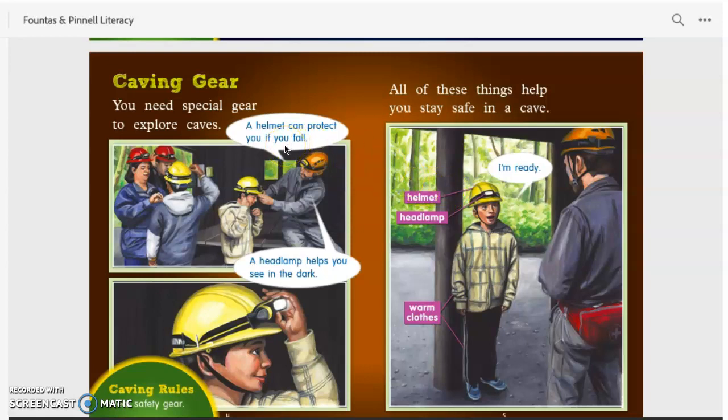You need special gear to explore caves. This word bubble says a helmet can protect you if you fall. A headlamp helps you see in the dark. And then this one says all of these things help you stay safe in a cave. And the little boy says, I'm ready.